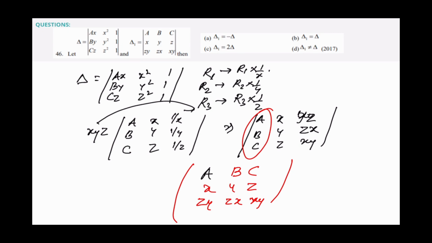So this will be your right answer. And the determinant of the transpose is the same. So determinant of delta will be equal to determinant of delta 1, correct? So B, you can put it up.